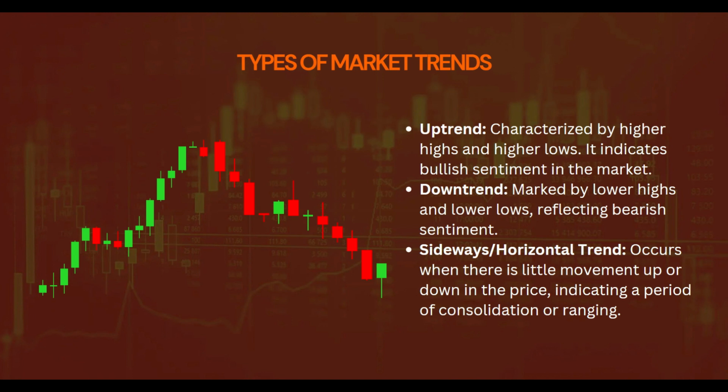If you haven't noticed at the bottom, we have an uptrend, a downtrend, and a sideways horizontal trend, which is usually called a consolidation or a range. An uptrend is characterized by higher highs and higher lows. So you'll have higher high, higher low, higher high. Then you have a downtrend: lower high, lower low, lower high, lower low. Just remember, higher highs for uptrend, lower lows for downtrend.